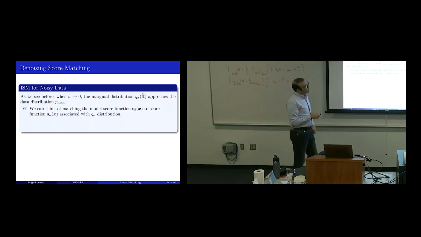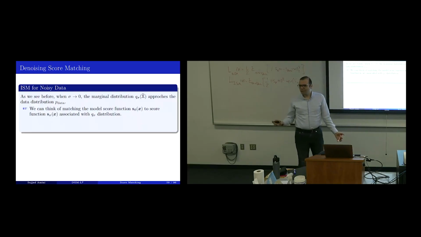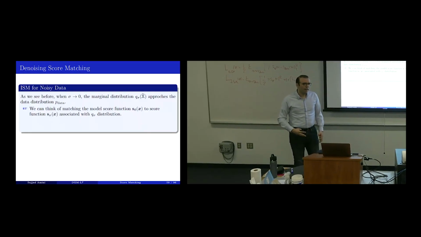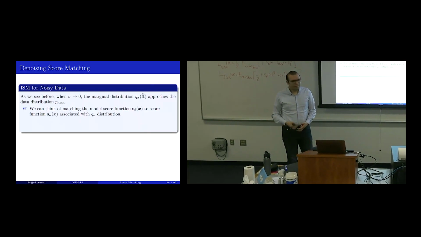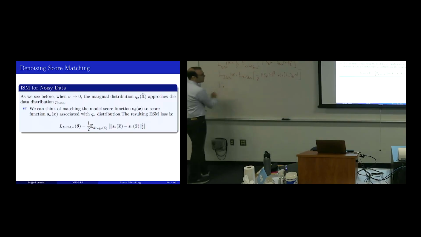We can think of matching S theta to S sigma. What is S sigma? S sigma is the score function of the noisier version of the data. We know that both of them are not accessible, not the score function of the data and not the score function of its noisier version. But we want to fit our model to this S sigma. And this is a new definition: L explicit score matching of sigma.